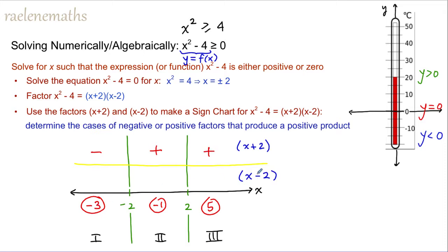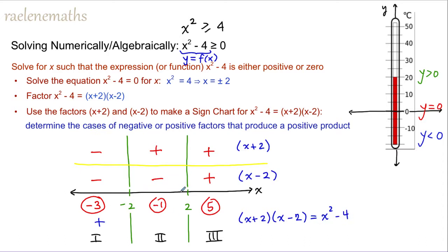In the second row for the second factor, negative 3 minus 2 gives negative 5, then negative 1 minus 2 gives negative 3, and then 5 minus 2 gives positive 3. The goal then is to find out what happens if we multiply the quantities, the numerical values of x plus 2 times x minus 2 to get the function we were interested in exploring, the x squared minus 4. In region 1, any x value to the left of negative 2 will produce a negative times negative, or positive result for x squared minus 4.